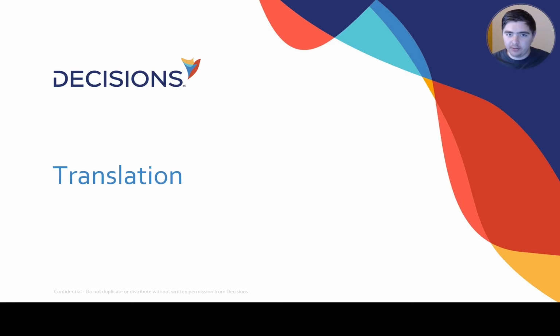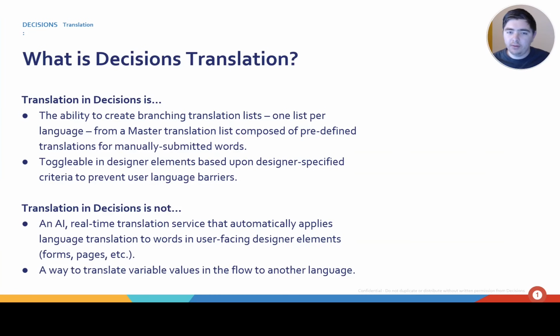Today we are going to be going over translation in the Decisions platform. So let me explain what this is. First of all, when you think translation, you might think of Google Translate or an API call that gets made in order to transcribe a set of phrases or words into another language. However, that is not how Decisions translation works.